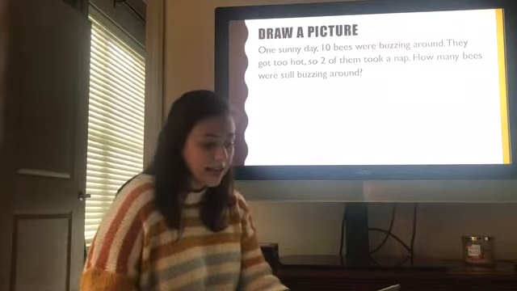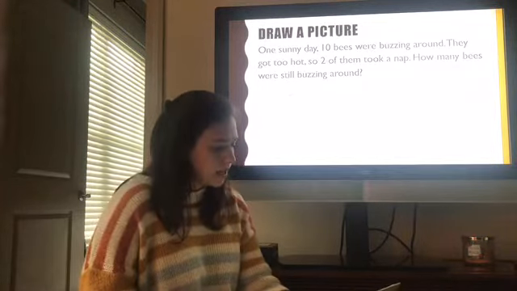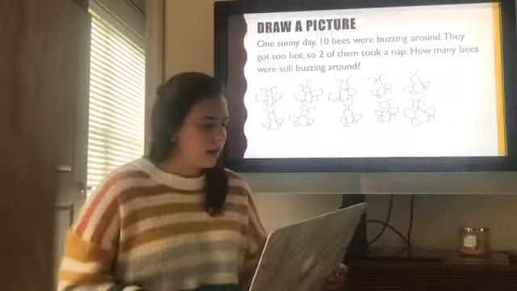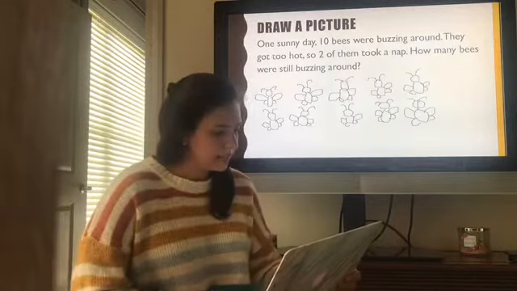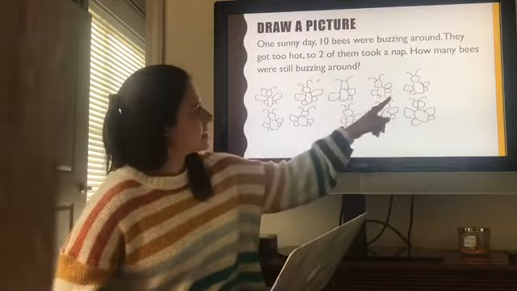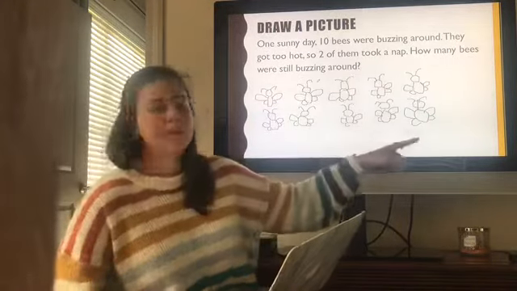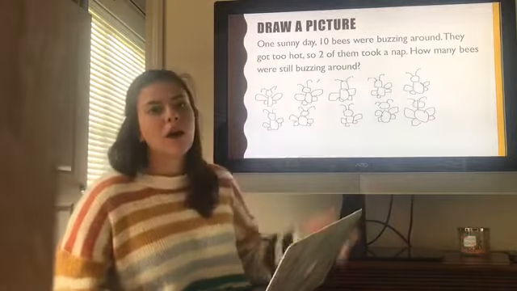So we had 10 bees buzzing around to start. So I'm going to draw 10 bees. I'm just going to do their body. Okay, so now I have drawn my 10 bees. It says that I had 10 bees that were buzzing around, and I have my 10 bees that are buzzing around. And then 2 of them got so hot they had to take a nap.